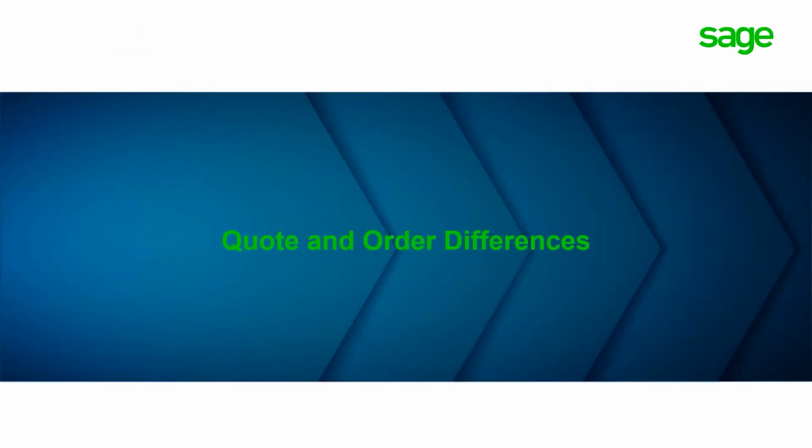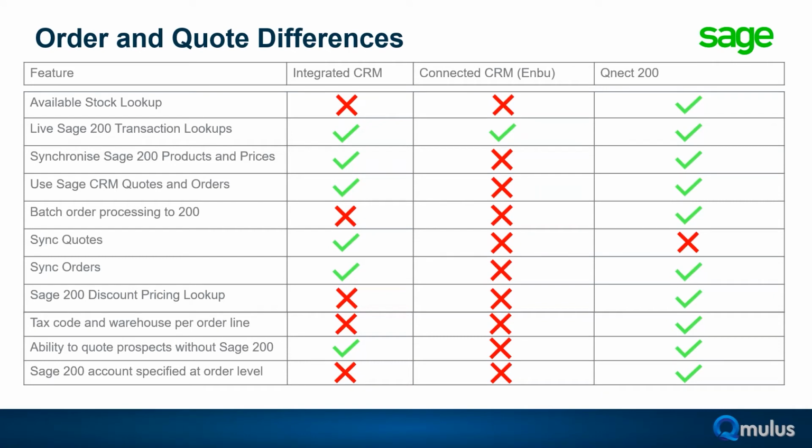If we just quickly look at the quote and order differences between the two products, a bit of a bigger slide, this one. Integrated and connected CRM don't, but Qnect 200 actually allows you to look up live from within the CRM screens how much stock is available per product. That's not just in a general lookup. You can actually look up how much stock's available per product and per warehouse directly from within the quote and order lines as you're adding a quote. So when you select a product, underneath it shows you the available stock in total. And then if you want to, as you select warehouses underneath, it will show you how much of that particular product is in each one of those warehouses.